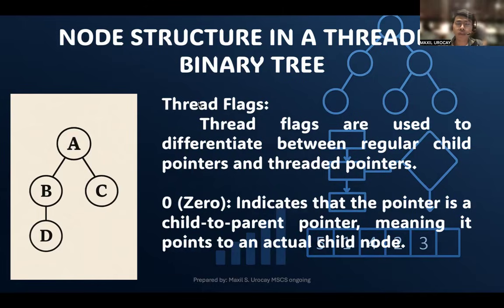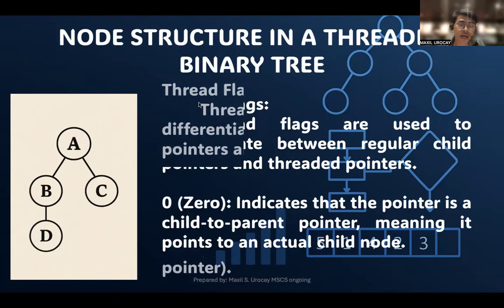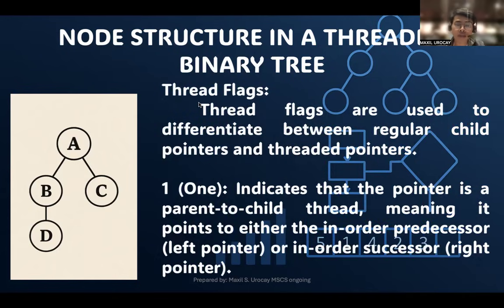The thread flags are used to differentiate between regular child pointers and threaded pointers. So we will mark zero to indicate that the pointer is an actual child pointer, meaning it points to an actual child node. That is the indication for the thread flags as well. We'll begin to see how we can identify those cases. And the one indicates that the pointer is a thread, meaning it points to either the in order predecessor, the left pointer, or the in order successor, the right pointer.